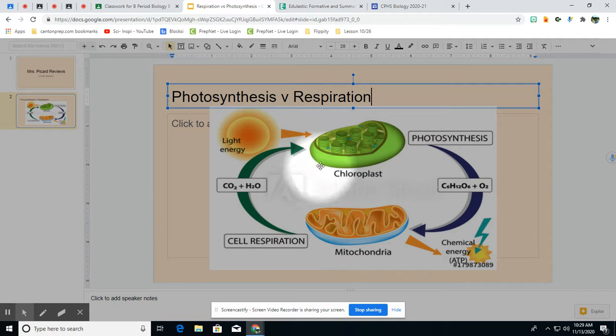So as a quick refresher, plant cells do both photosynthesis and respiration, whereas animal cells only do respiration and get their glucose from the food that they eat. Remember, this is a cycle where the outputs of photosynthesis are the inputs of mitochondria, and the outputs of mitochondria become the inputs for photosynthesis.